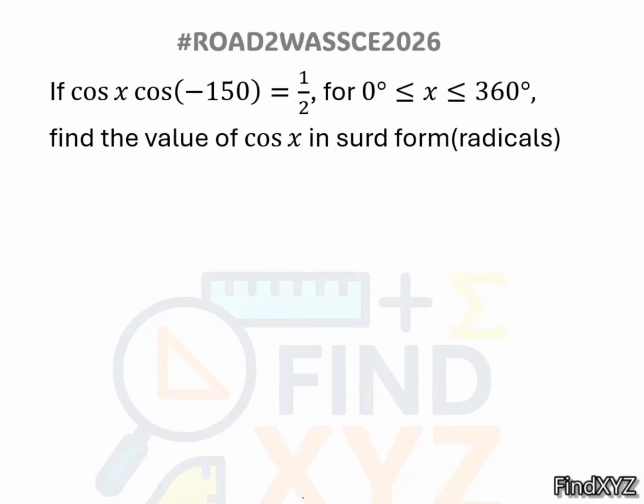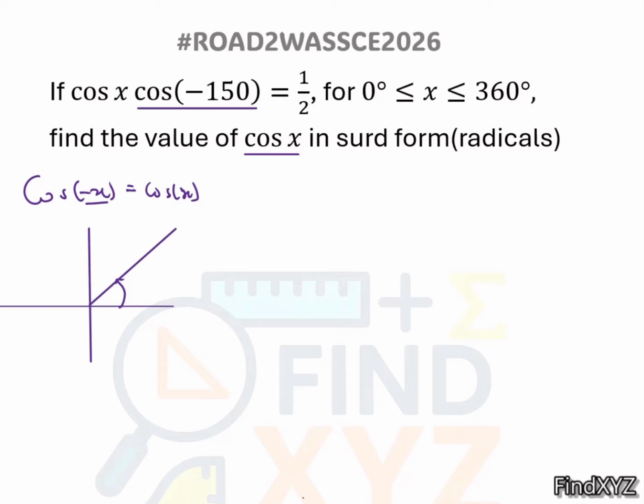Let's begin. Because we are looking for cos x, I would like to work on the cos of negative 150 degrees. Now, cos of negative x is equal to cos of x. But what is negative x? In trigonometry, angles are measured in an anti-clockwise direction from the positive x-axis. So for example, this is a positive angle because it is measured from the positive x-axis in an anti-clockwise direction. However, if we measure an angle in a clockwise direction, we call it a negative angle. So positive angle and then negative angle.